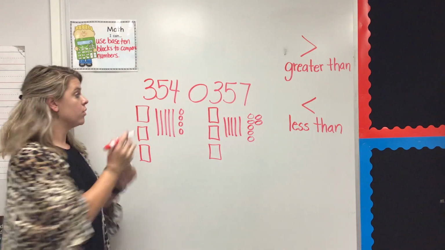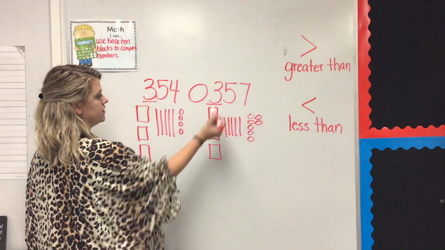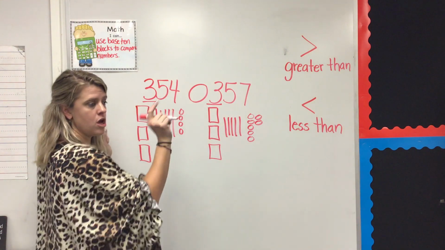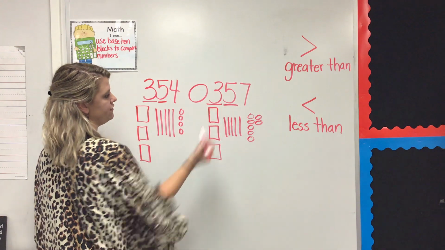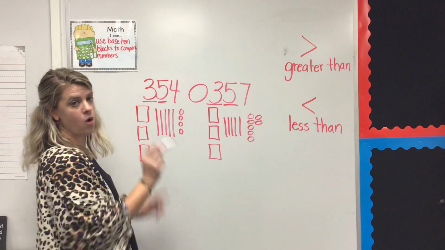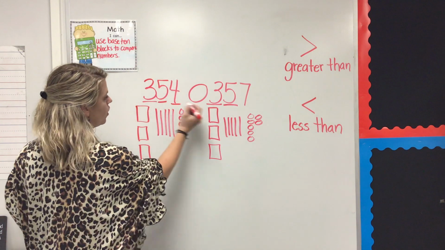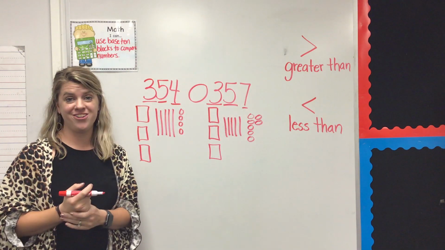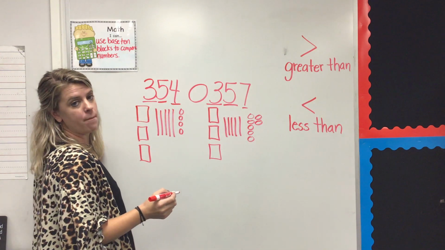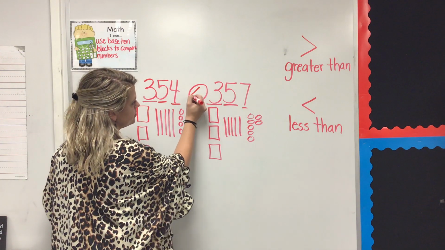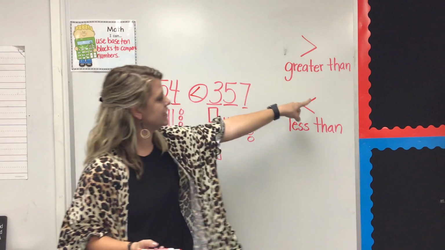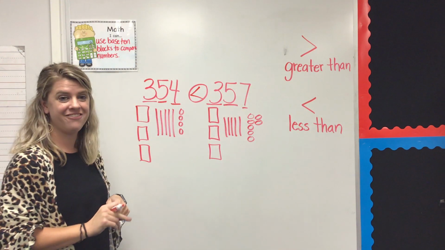All right, we're going to start with our hundreds. They're the same. Where did you have to go? Move it on over. 50, 50. They're the same. Where do we have to go? Move it on over. 4, 7. Can we compare those? Yes, we could. 4 and 7. Which way does our mouth need to open? Very good. So we say 354 is less than 357.